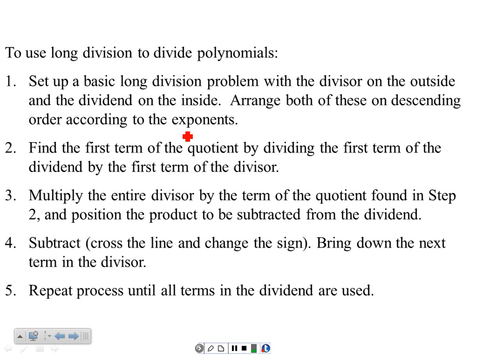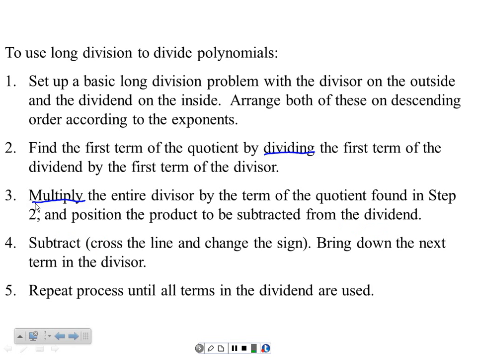Then what you're going to do is you're going to find the first term of the quotient by dividing the first term of the dividend by the first term of your divisor. So this is the division part. And then you're going to multiply the entire divisor by the term of the quotient found in step 2 and position the product to be subtracted from the dividend.